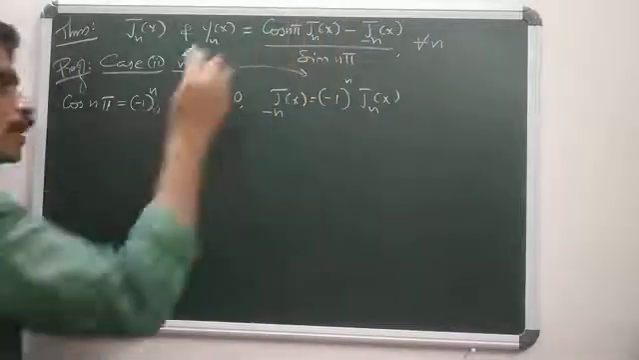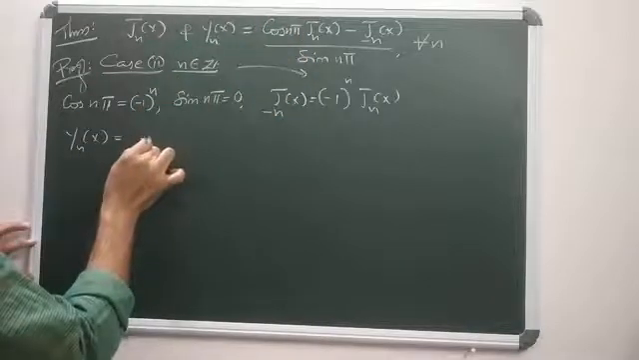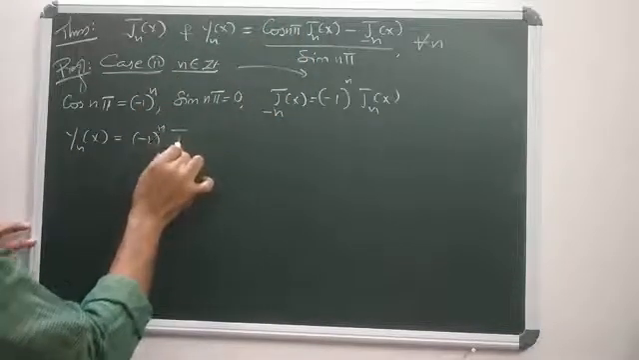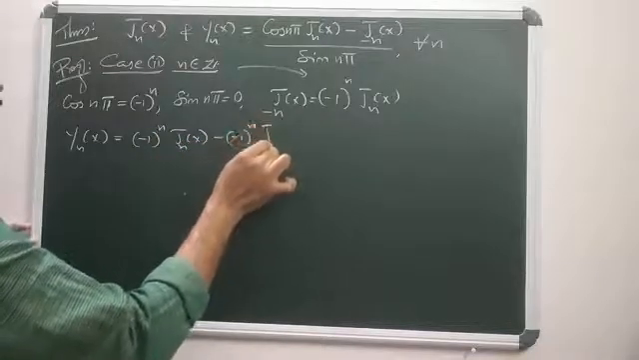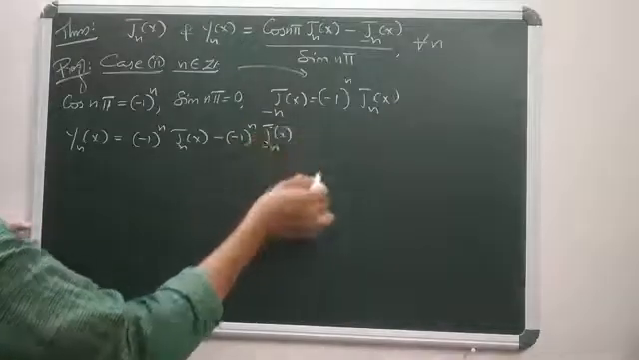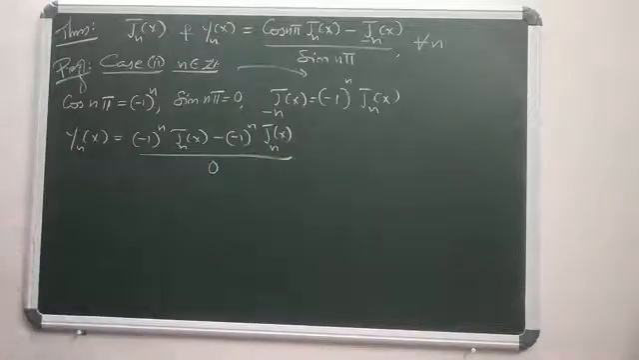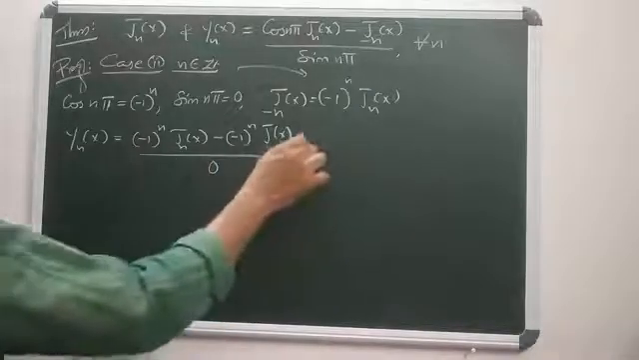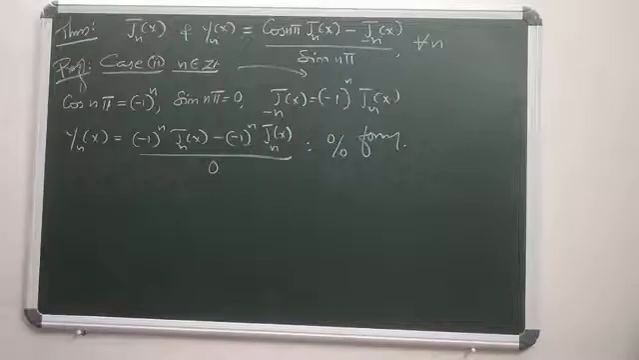Apply all these values here. So what you get is Y_n(x) equals cos(nπ), which is (-1)^n, times J_n(x), minus J_{-n}(x), which is again (-1)^n J_n(x), all divided by sin(nπ), which is 0. So Y_n(x) is of 0 by 0 form, which means it is an indeterminate form. When an indeterminate form comes, we go to L'Hospital's rule.